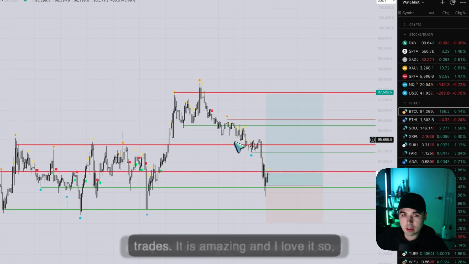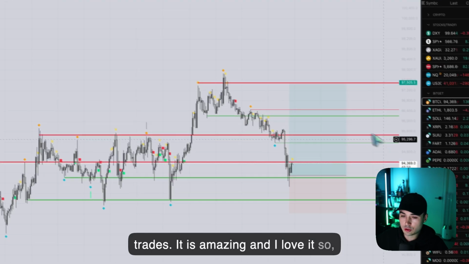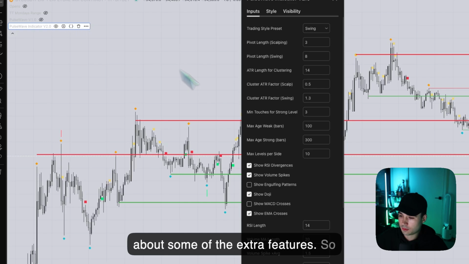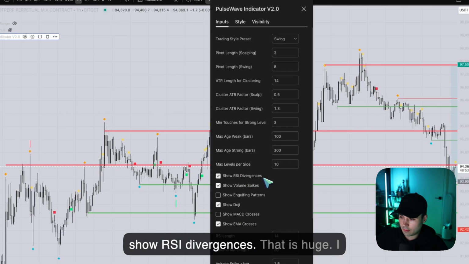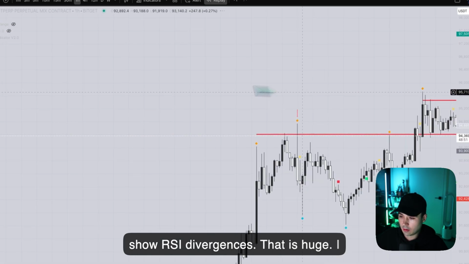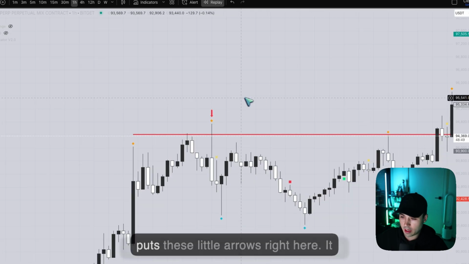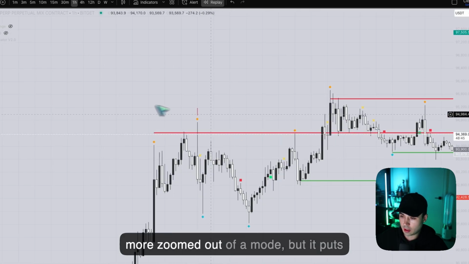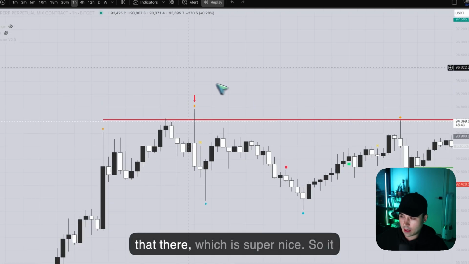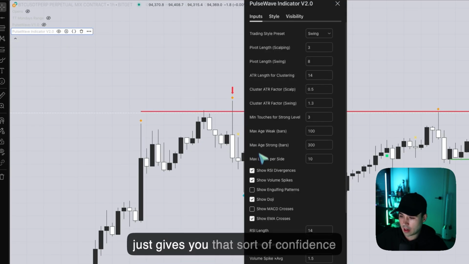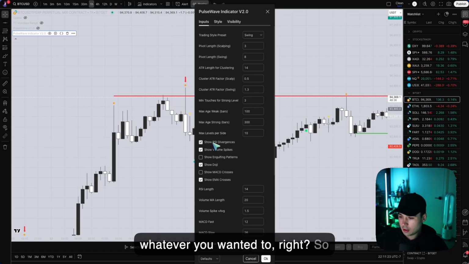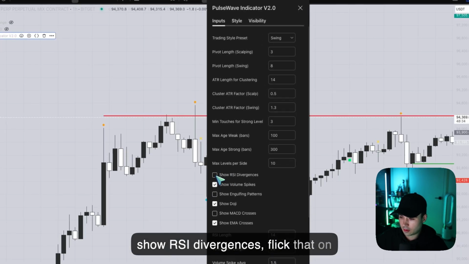It helps you find trades. It is amazing, and I love it so much, you know? And let's talk about some of the extra features. So, show RSI divergences, that is huge. I love that. That is an amazing feature. It puts these little arrows right here. It looks like a line when you're a bit more zoomed out, but it puts that there, which is super nice. So it just gives you that sort of confidence boost, and you could customize it to whatever you want to do, right? So show RSI divergences, flick that on and off.